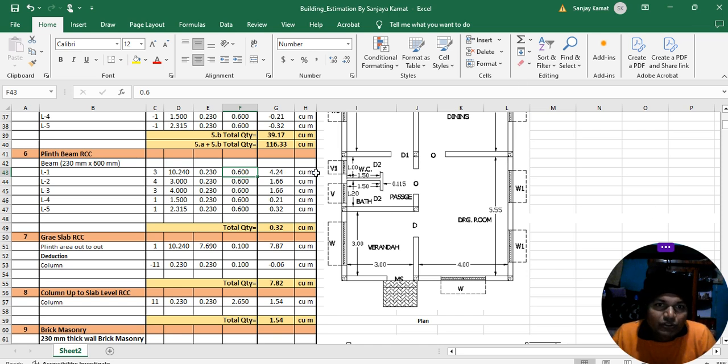Once you get this, similarly you can do it for beam L2 also. How many beams L2 are we going to estimate? 4. For these 4 beams we are going to take the length 3 meter only, and breadth will be constant, and depth will also be constant. Now we know the 4 values, multiply them, then you will get 1.66 cubic meter.